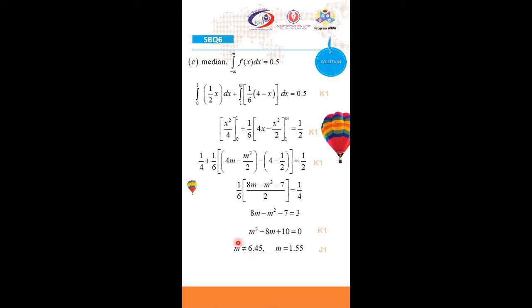And remember, since we have two values here, all the values are positive. So you have to determine the correct value of m, you have to check the interval. So after we check with the interval, the second interval is 1 until 4, so it should be between 1 and 4. Since 6.4 is greater than 4, the correct value should be 1.55. So this is the incorrect value. So you have to write down from these two values, the correct answer is 1.55. Okay, right. So that will be question number 6.